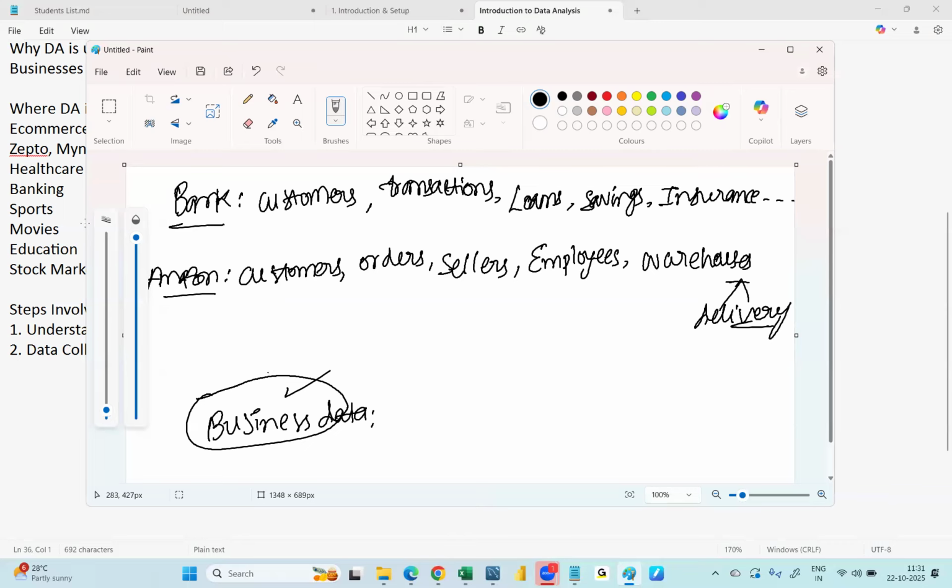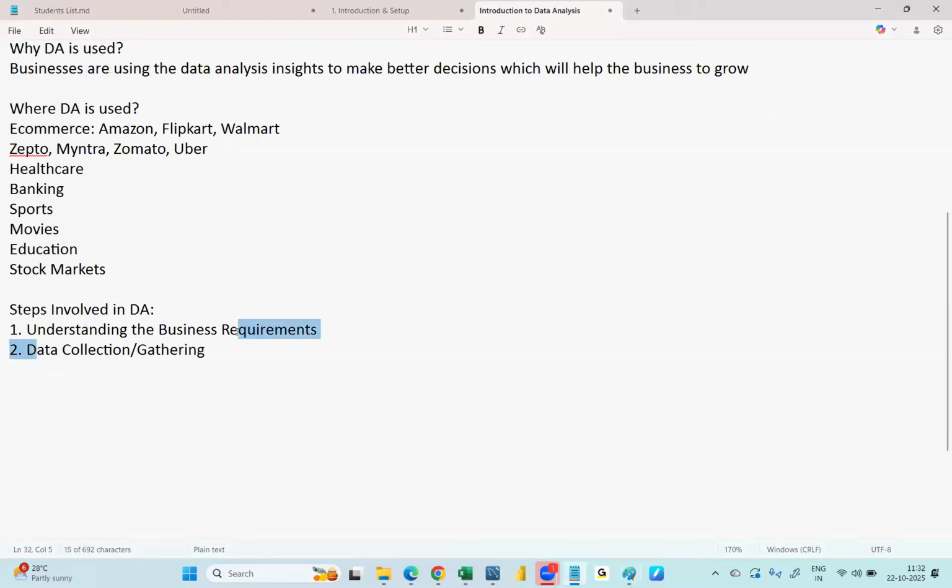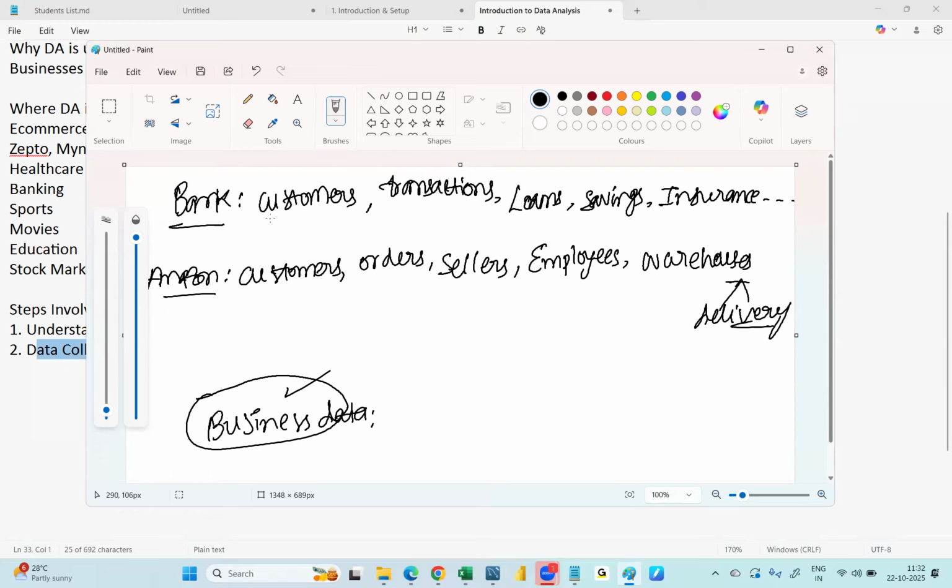So this business data is what I'm going to collect. I guess now you have some idea who is going to give you the data. Clients are going to give you the data. After getting the data, there is a problem if you observe. This bank has a lot of data: customers, transactions, loans.